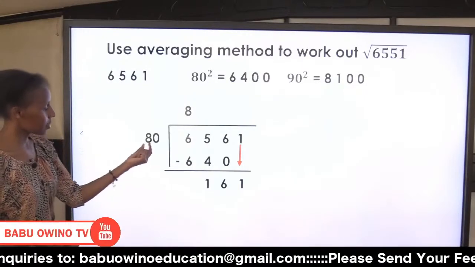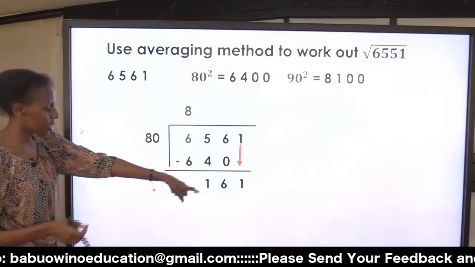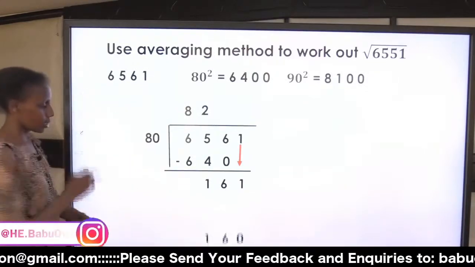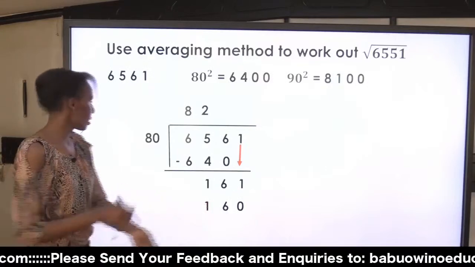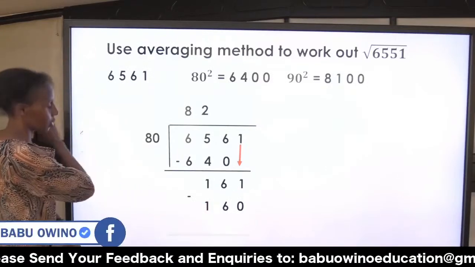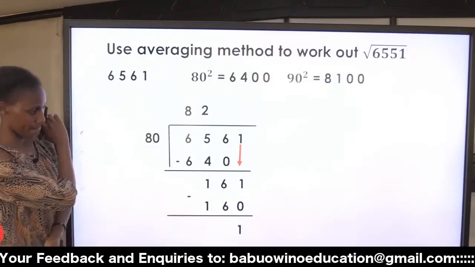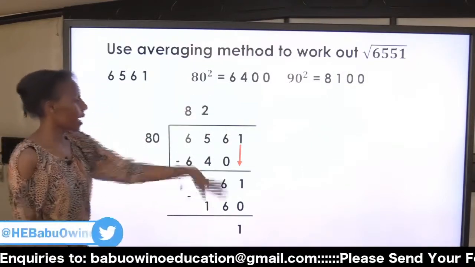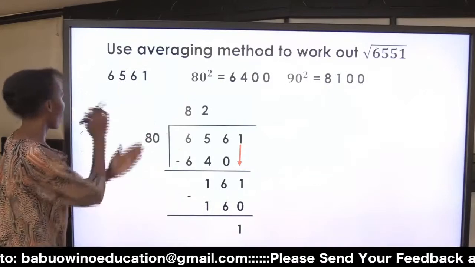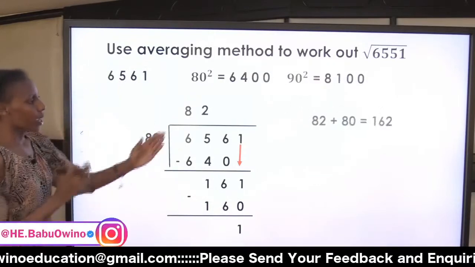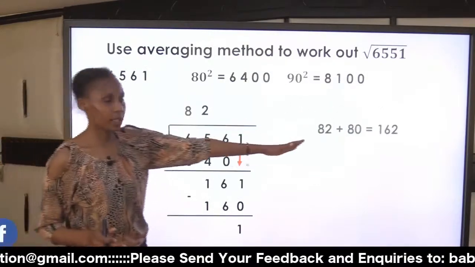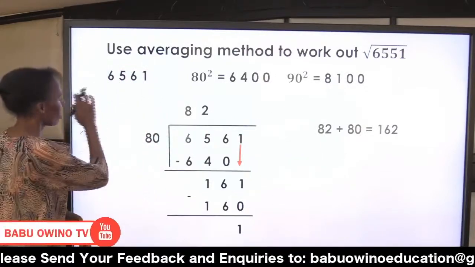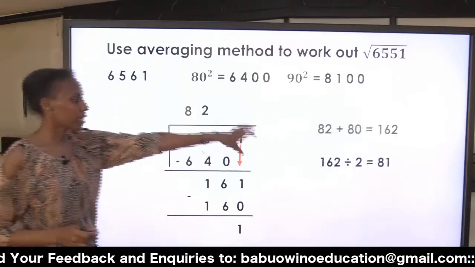So how many times does 80 go into 161? It goes twice, because 2 times 80 is 160. Again, we take away, you get 1. All right. So I'm going to ignore the remainder, and I'm going to deal with 82 and 80. So 82 plus 80 will give me 162. Then what do I do next?